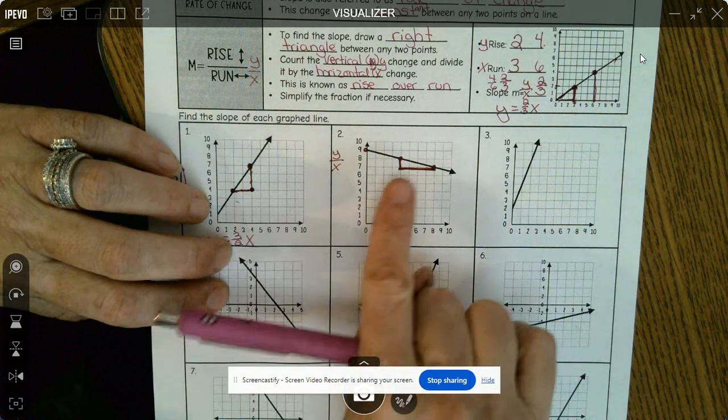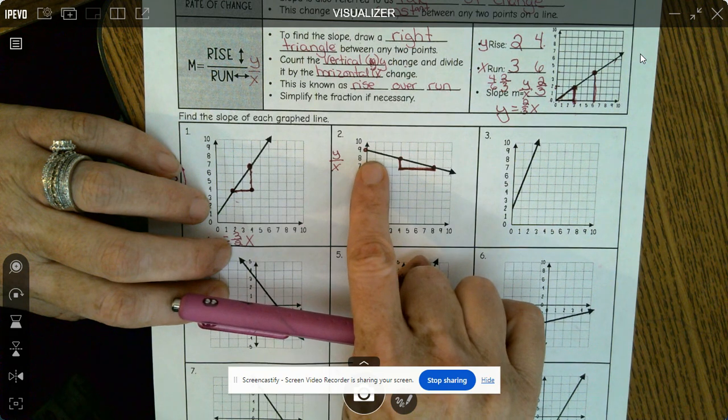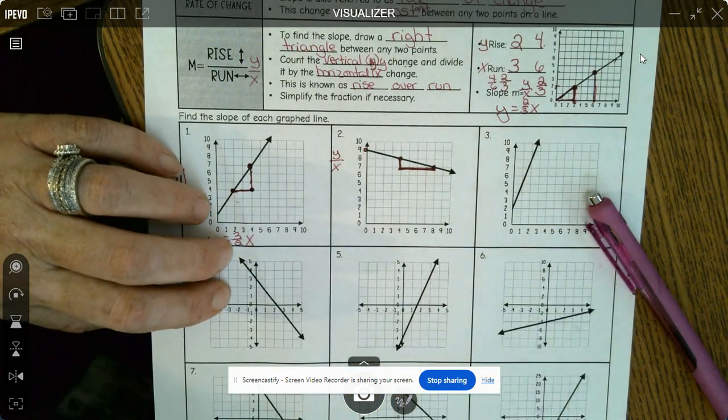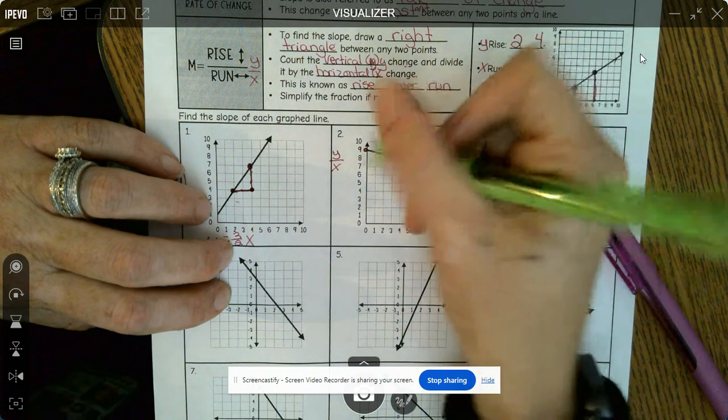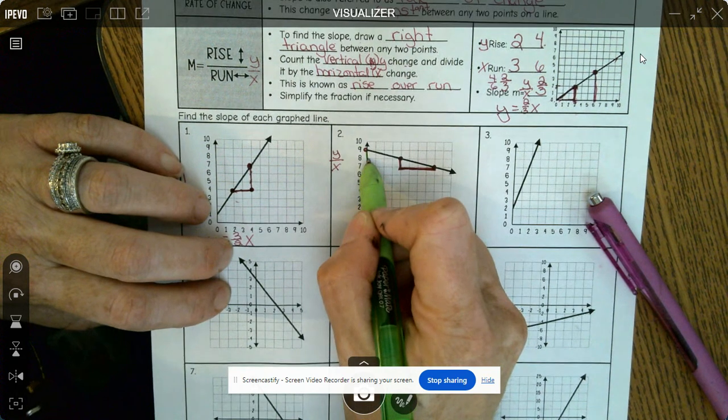How many of you guys saw this triangle? How many of you guys found this other triangle right here? And that's fine. We're going to get the same answer either way. I'm going to go ahead and use my green up here in case you guys saw it differently.